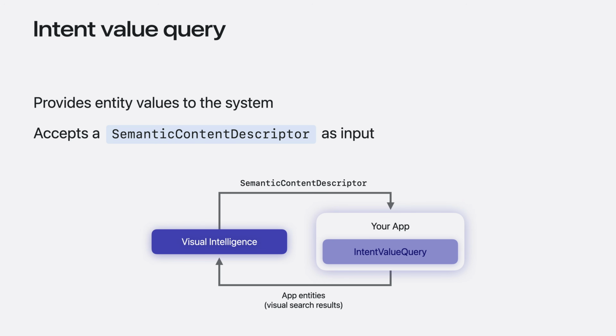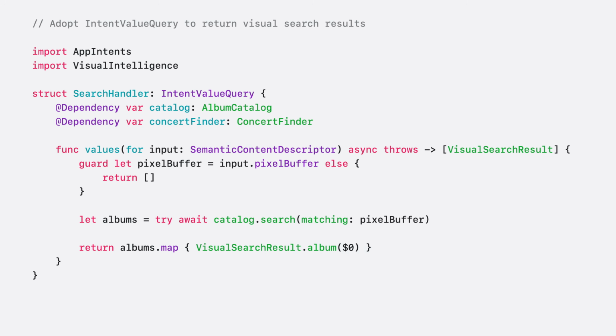Let's jump back to the code to build this. I'll adopt the intent value query protocol and implement its values for requirement with a semantic content descriptor as input. In the body, I'll grab the pixel buffer from the input and pass it to my catalog search method, which returns matching albums. But how does that search actually work? Let's look at that next.